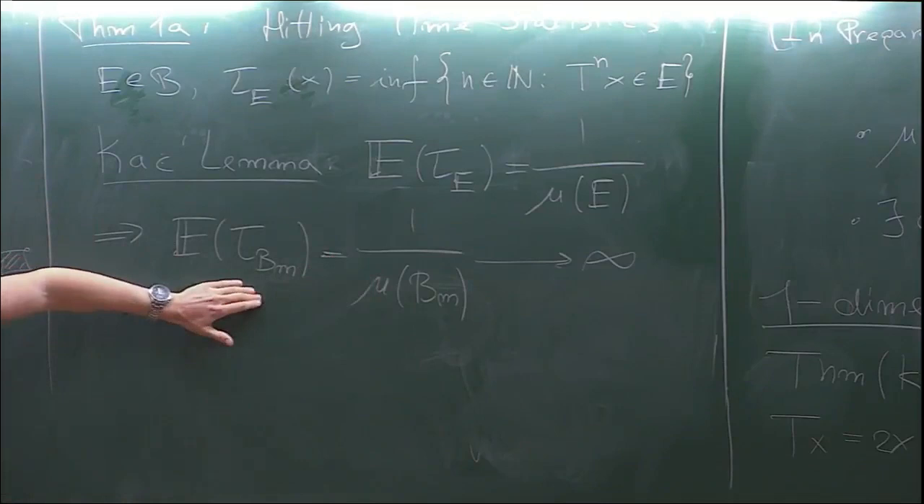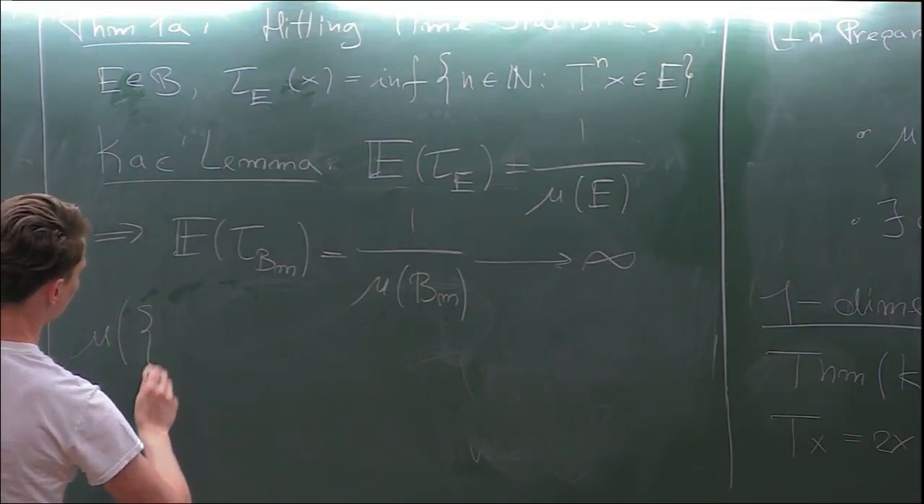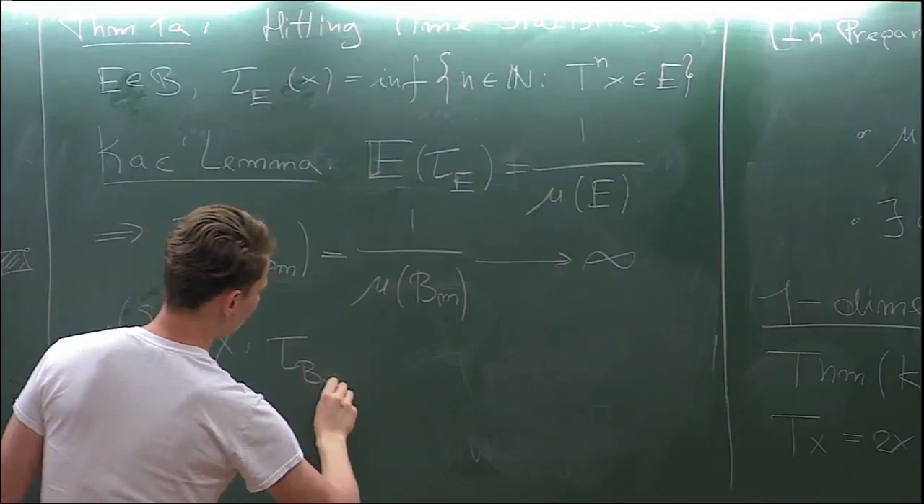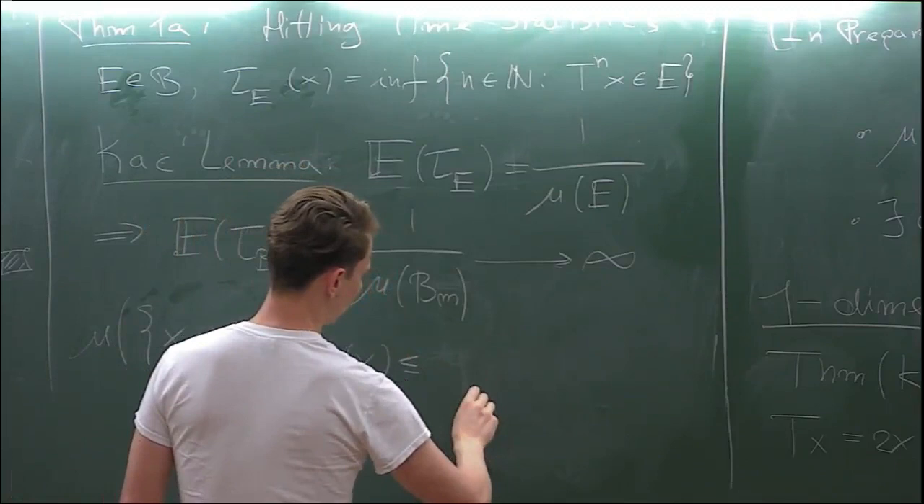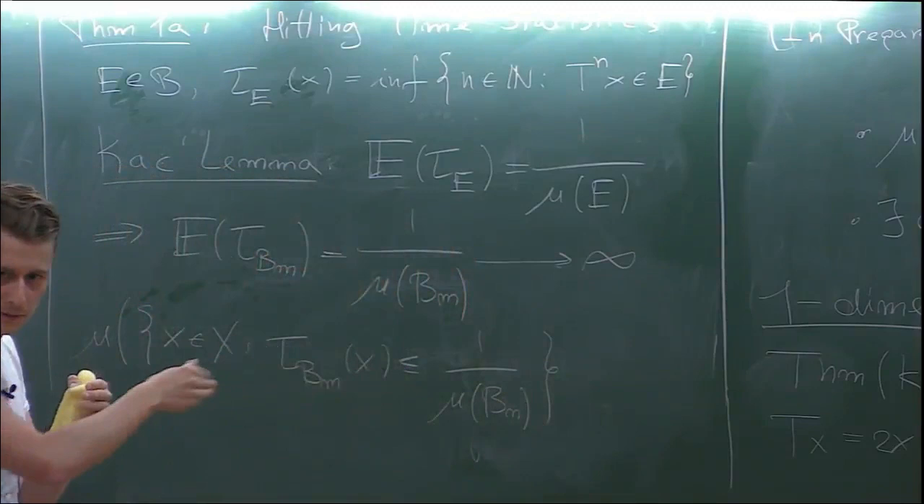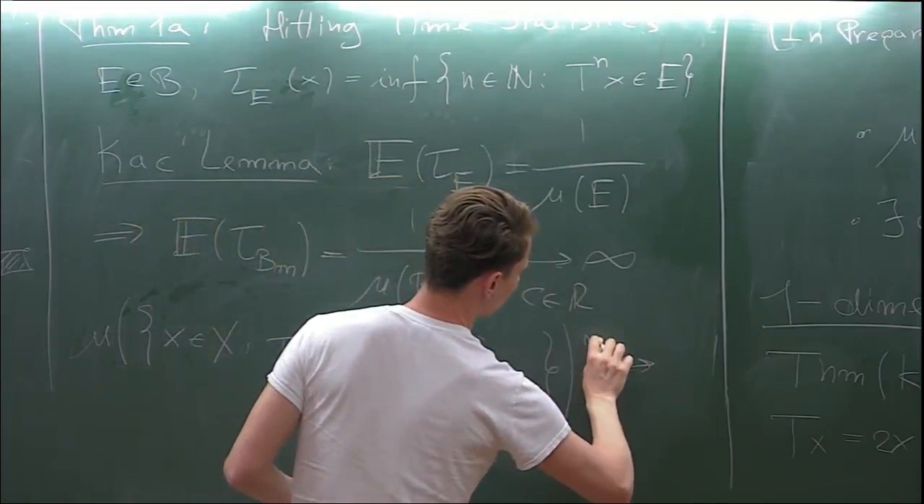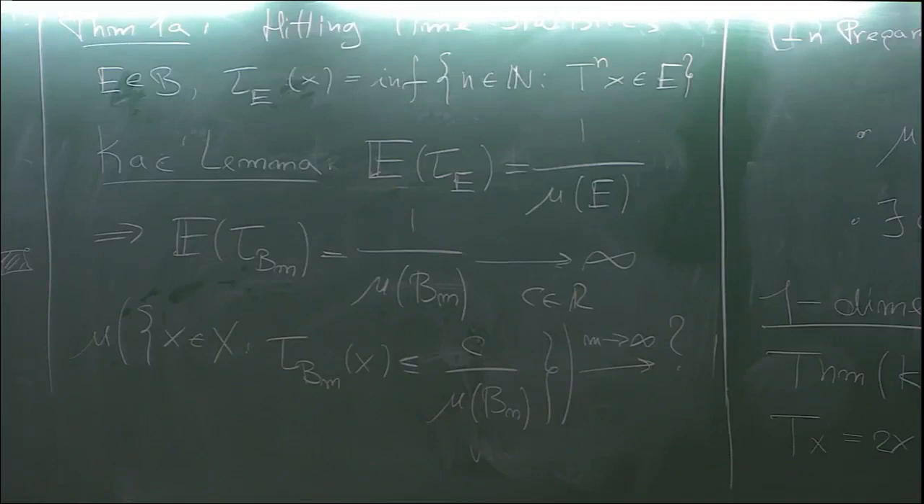But if we look at all points x, some might be ahead of the average and some might be behind the average. So we would like to understand, or some people are very interested in understanding, what is the measure of the set of x for which this hitting time to B_m is less than or equal to the expected value of the random variable, so that's 1 over the measure of E_m. But we want to be able to shift the average a bit up and down to see how that affects the measure. So we throw in a real parameter c in R, and then we ask the question, what happens when we let m go to infinity? One question is, does this converge? And if it converges, what does it converge to?